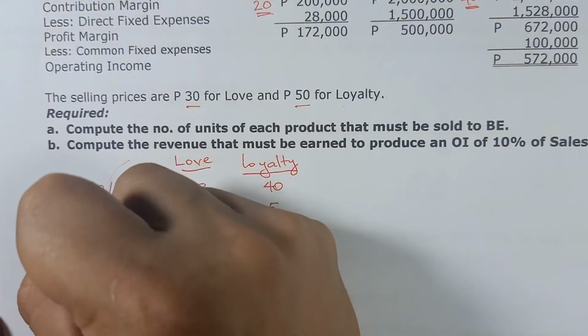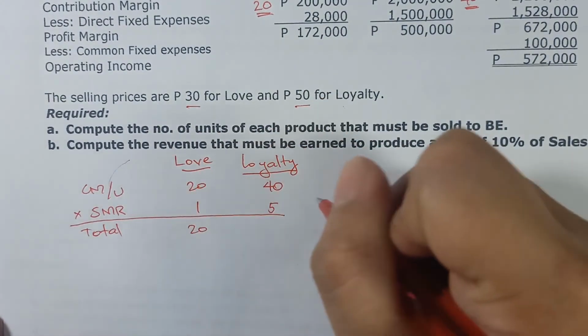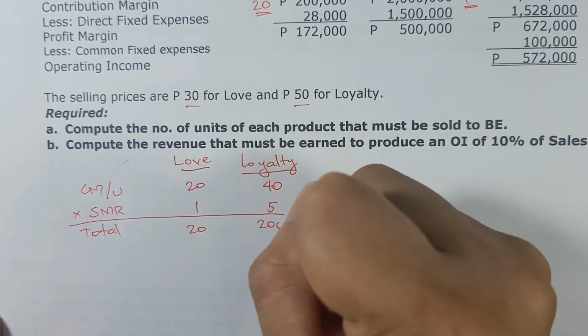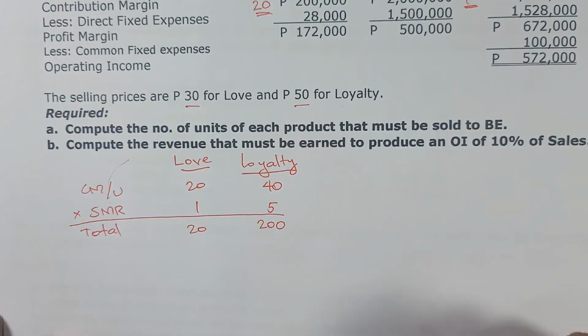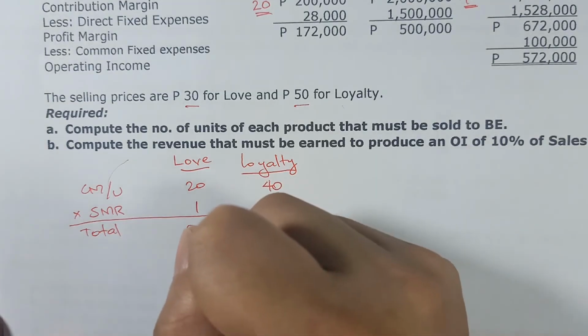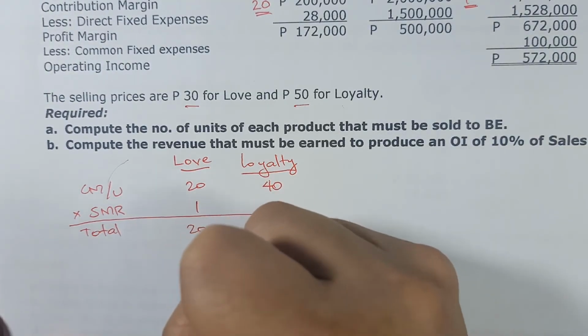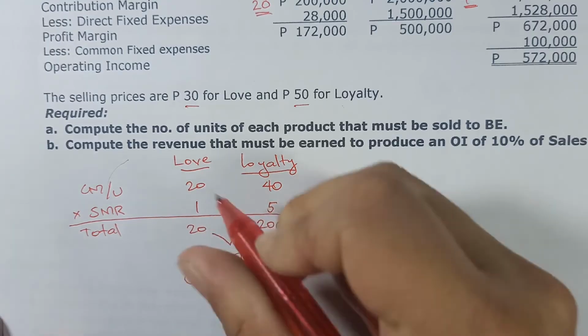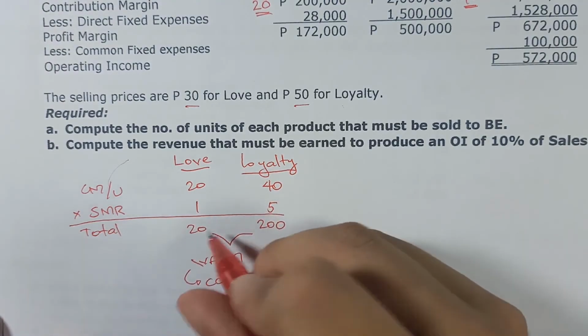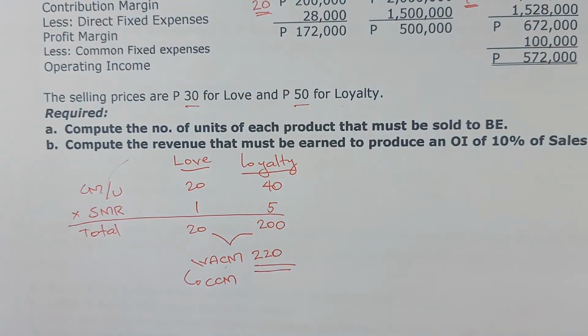Then, magkano itong total? 20 times 1 is 20. 40 times 5 is 200. Then, adding these two will give us the weighted average contribution margin, also known as the composite contribution margin, which is equal to 20 plus 200, or this is equal to 220 pesos. Again, this is equal to 220 pesos.